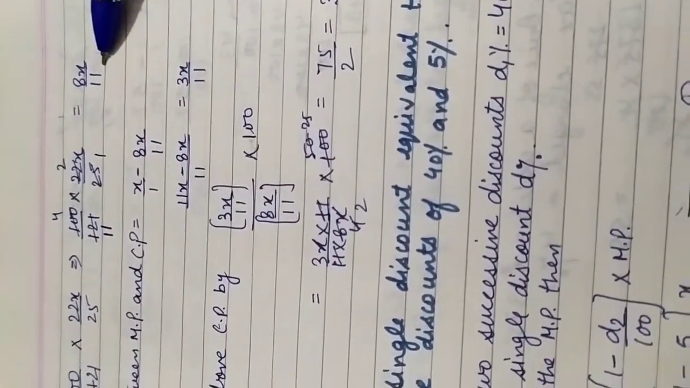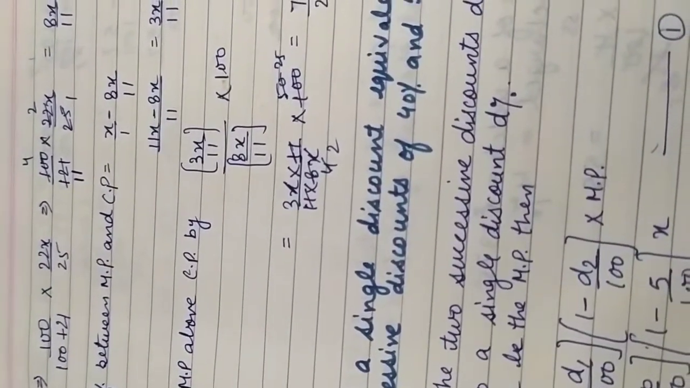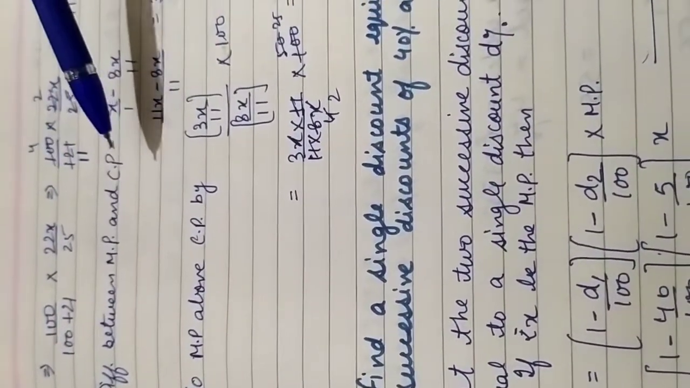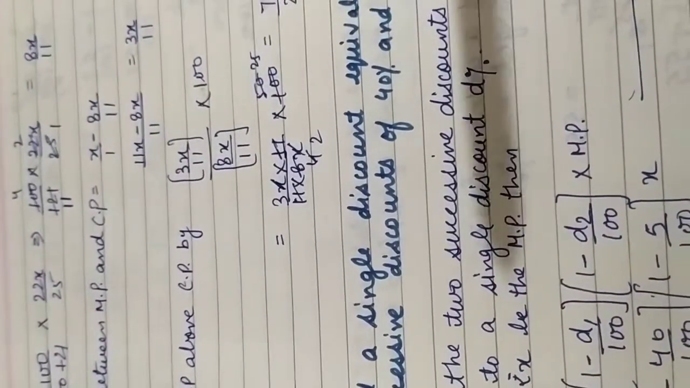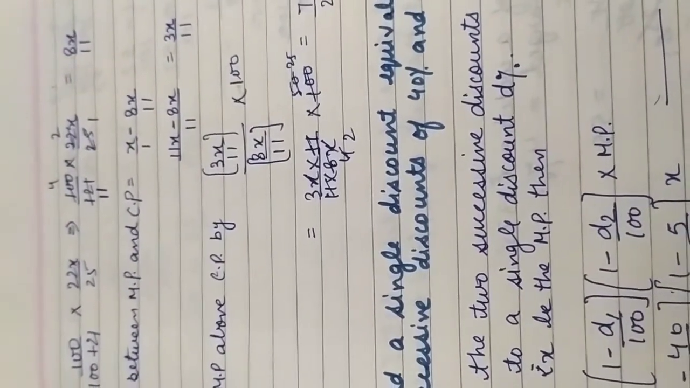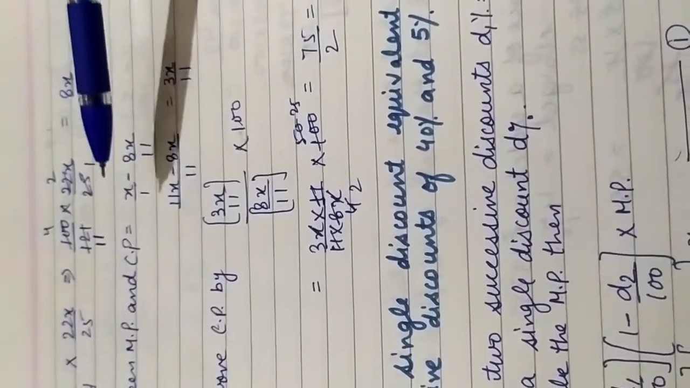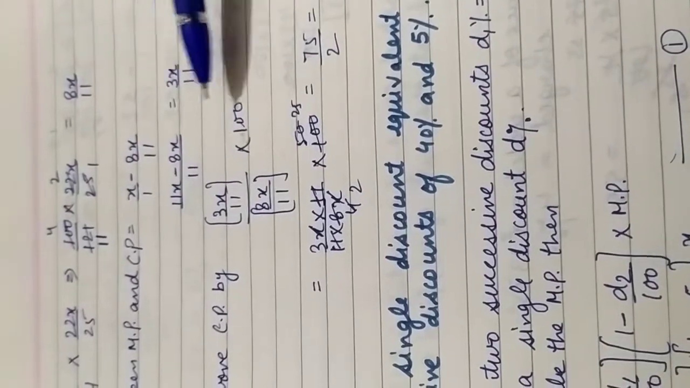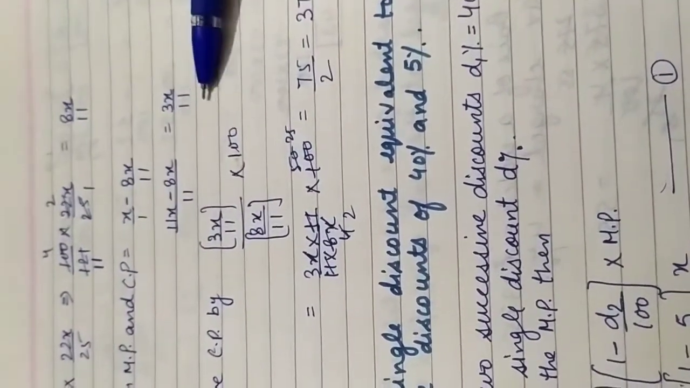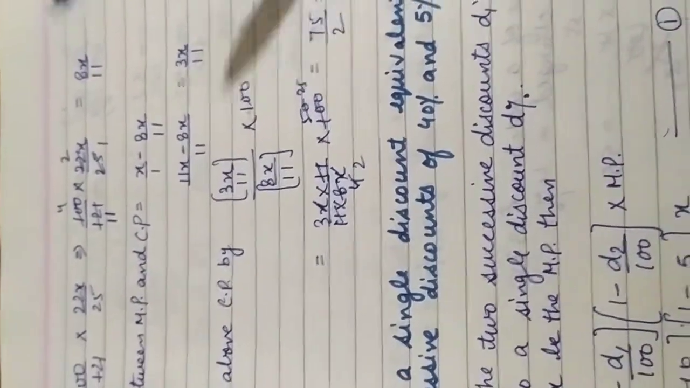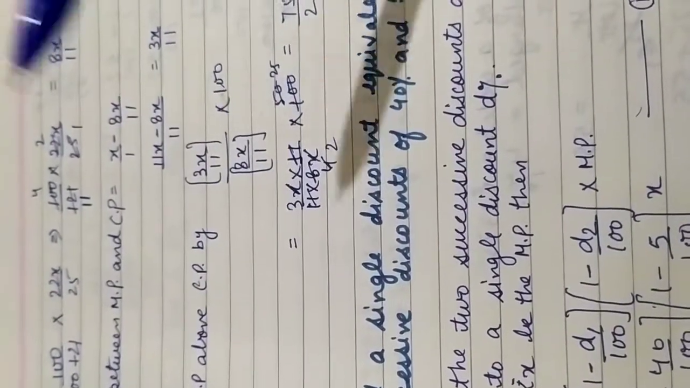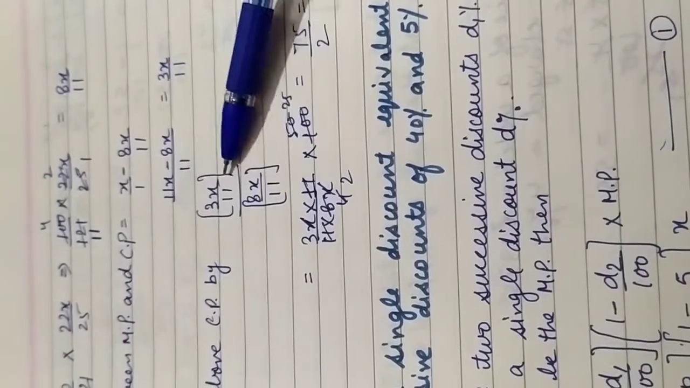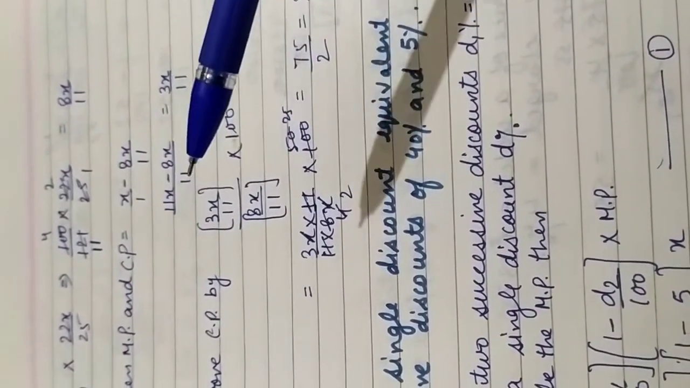This is the cost price, and we have the selling price and marked price also. Now we have to find the difference between marked price and cost price, because in the question it has been asked how much the marked price is above cost price. So marked price is x and cost price is 8x upon 11. The difference between marked price and cost price is 3x upon 11. Because marked price is above cost price, this difference is found in cost price only.